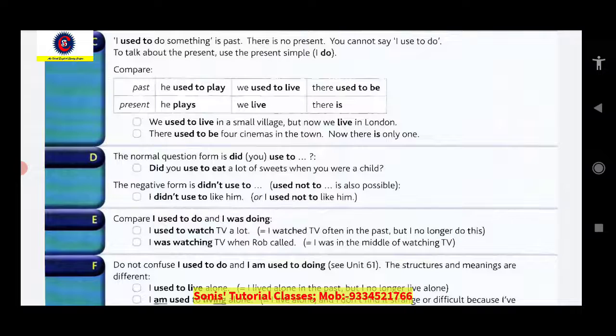There is no present. You cannot say "I used to do" for the present. You cannot use "used to" in the present form. It is always used only about the past. Okay? If you want to talk about the present, we should use the present indefinite or simple present. Like, if I say he used to play, we used to play, there used to be a temple beside my house, all these mean that we are talking about the past. If we want to talk about the present, we will say he plays, we live, there is a temple beside my house. Okay?